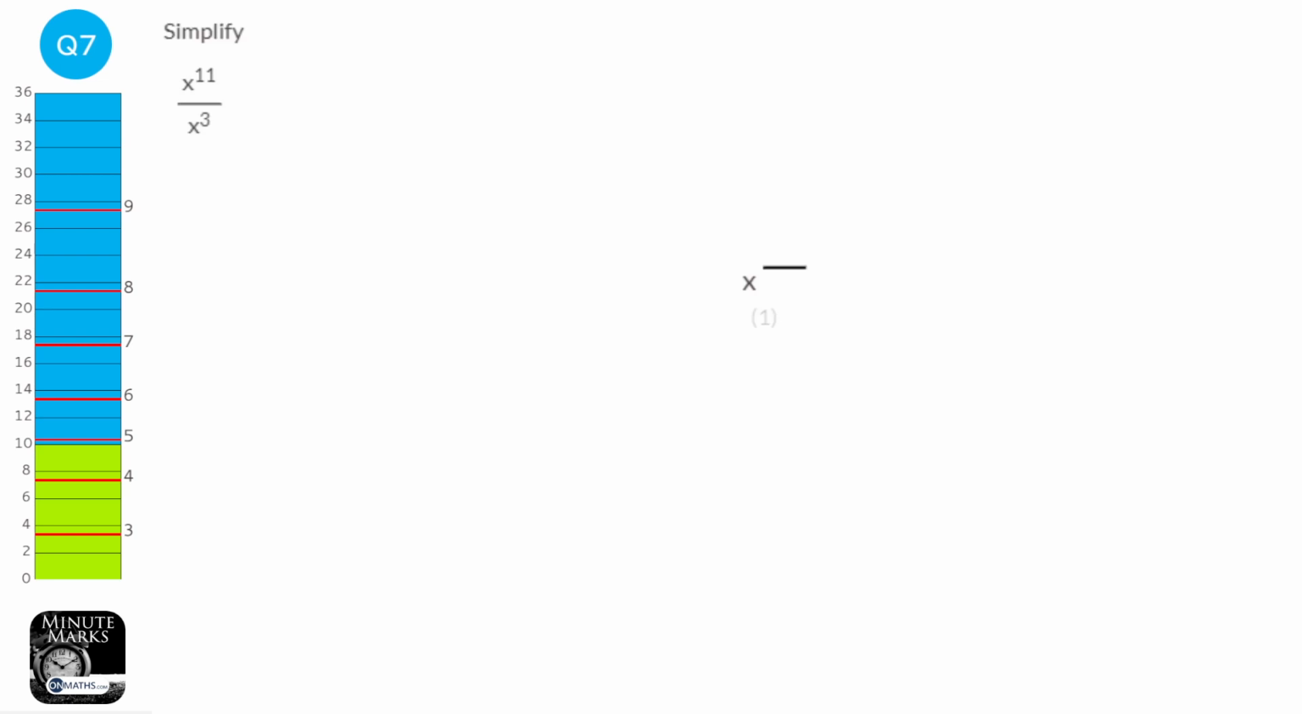When you have a fraction, it's just a fancy way of showing a divide. So this is x to the power of 11 divided by x to the power of 3. Indices rules say that when you divide two powers with the same base, you subtract the powers. So it becomes 11 take away 3. 11 take away 3 is 8. So that's x to the power of 8.